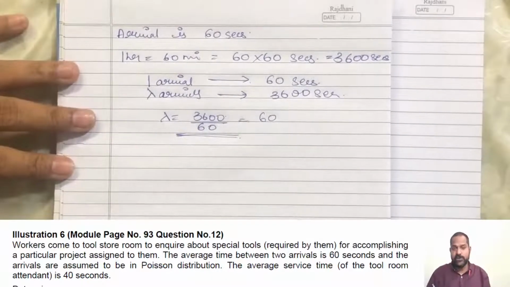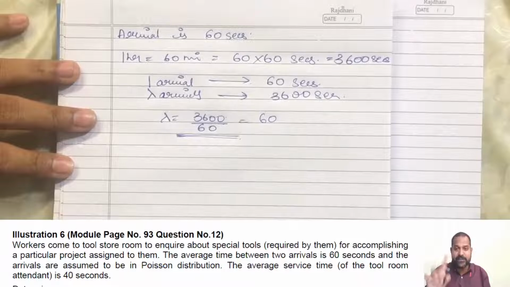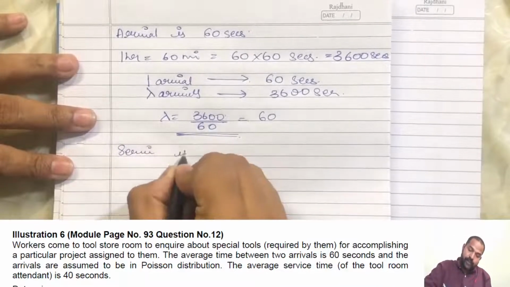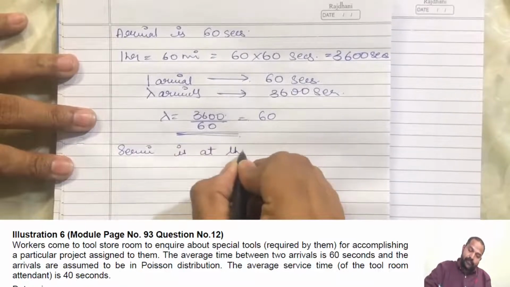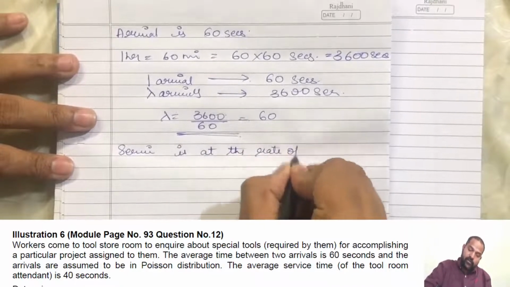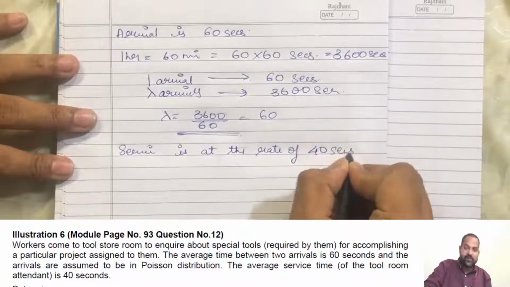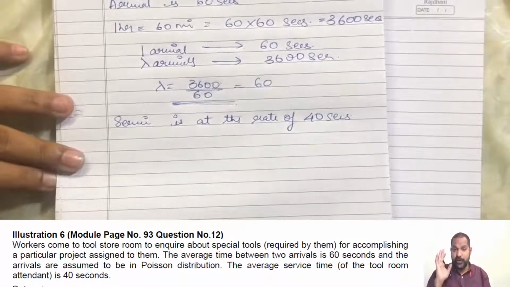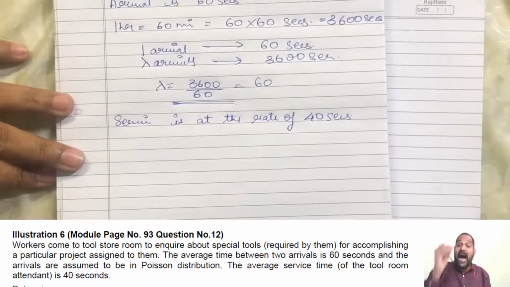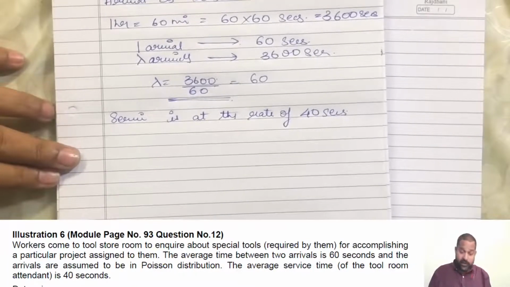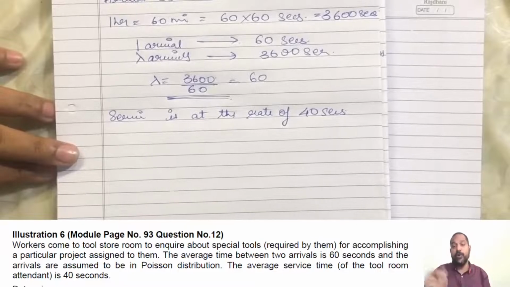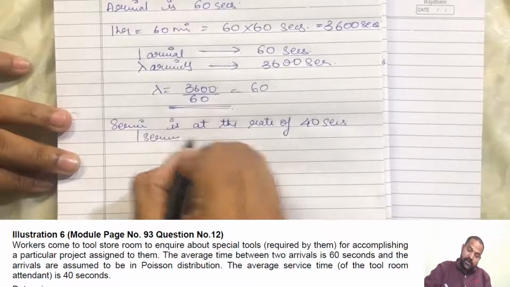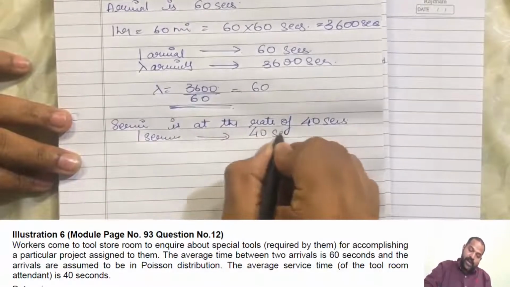What about service? Well, it takes 40 seconds to serve one person. Service is at the rate of 40 seconds. I don't understand this. I don't care how much time you take to serve a person. Tell me in 1 hour how many people do you serve. So I'm going to say one service in 40 seconds.